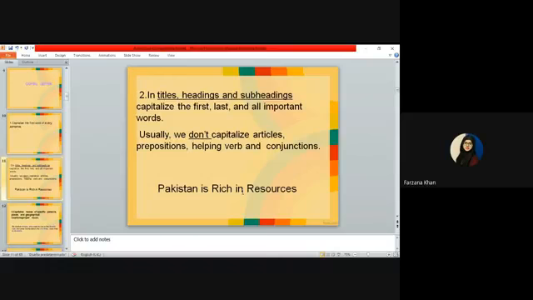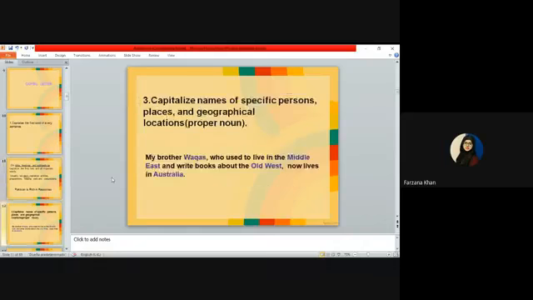So when writing titles, headings, and subheadings, you will capitalize the first letter of all those words which are important, and you won't capitalize the articles, helping verbs, prepositions, and conjunctions. So it was the second rule of capitalization. Next, move towards the third rule of capitalization.